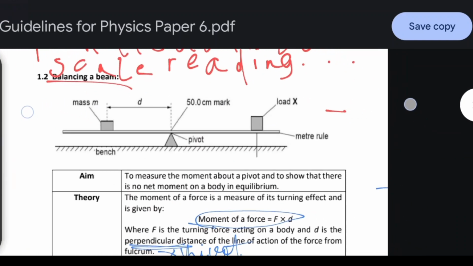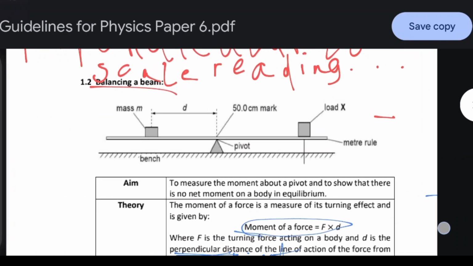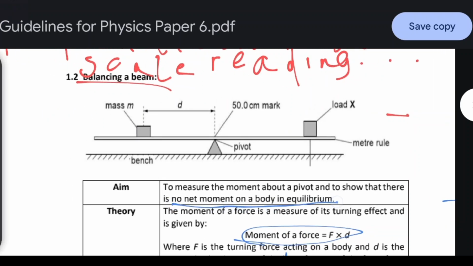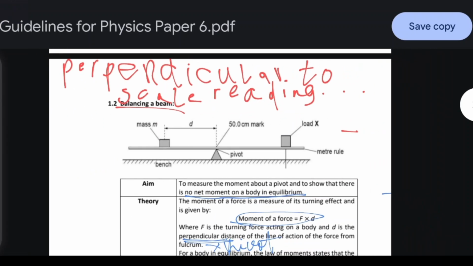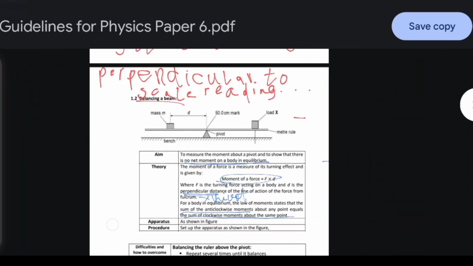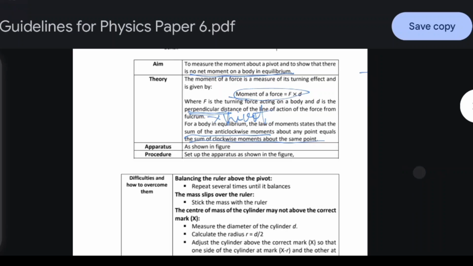Next, what are we measuring here, by the way? We are measuring the moment about a pivot to show that there's no net moment on a body in equilibrium. That is when the total upward force is equal to the total downward force. Okay, now the apparatus is as shown in the figure. We'll be using this apparatus.